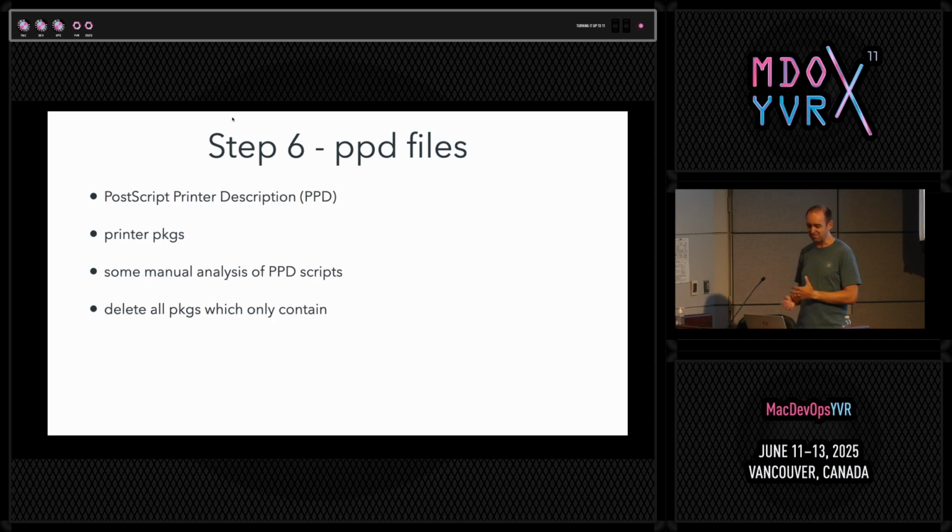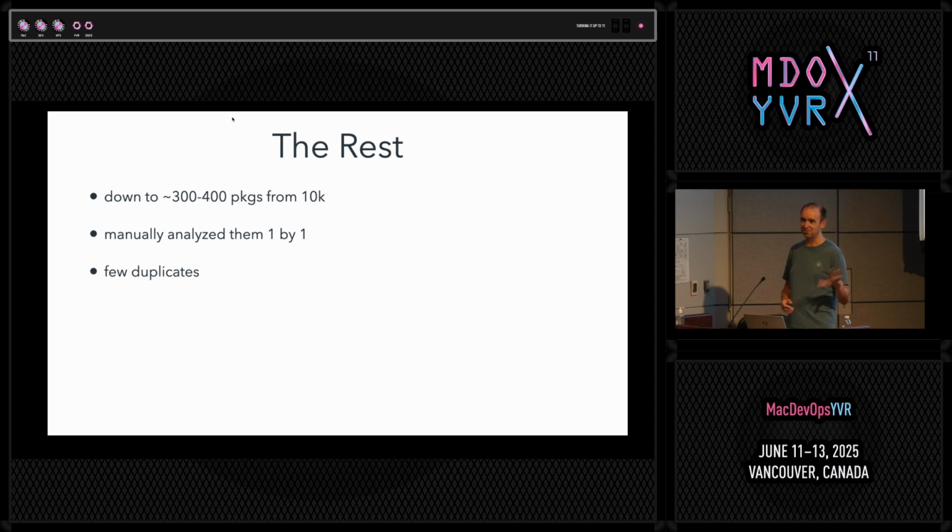PPD files, PostScript Printer Description files, can be found in printer packages. I did take a look into some of them, but they were not interesting, so I was like, okay, if the installer only contains these PPD files, I can get rid of those packages as well. Then the rest remain, so we are down to like 300 to 400 packages from 10,000, which is actually manageable. So I started to analyze them one by one by hand. Now I probably didn't look at 300 packages because there were still a few duplicates, so I could remove a few on the go. So probably it was closer to 100 to 150 packages.